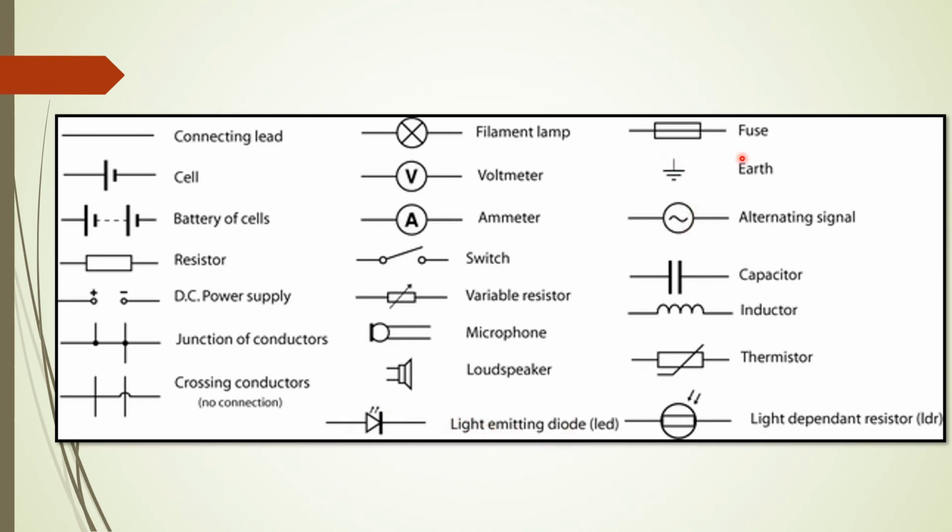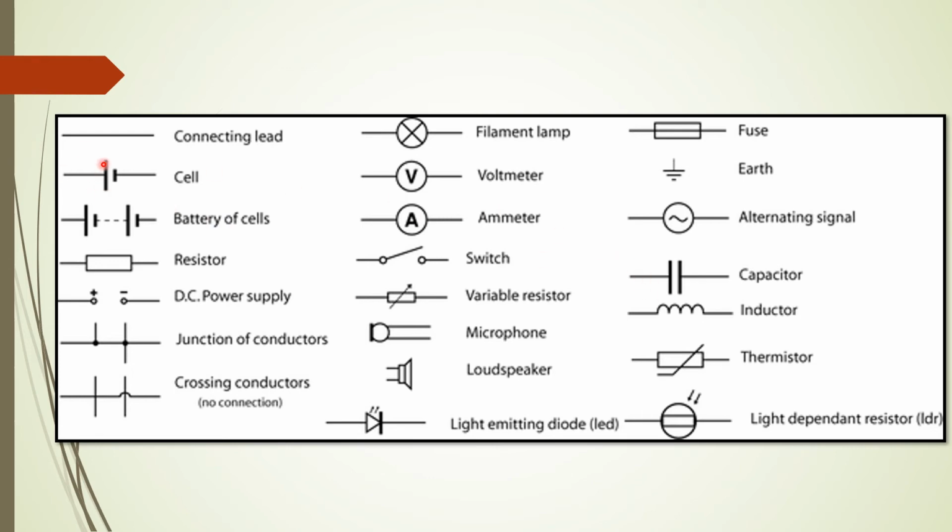Okay, fuse. If you are considering the fuse now, we should use this symbol. And this is the earth. We know very well, when you draw a circuit diagram, we give an earth, right? So this is the earth. And this is the alternating signal, and this is a capacitor, which stores the charge. This is a capacitor, and we should differentiate the cell and the capacitor.